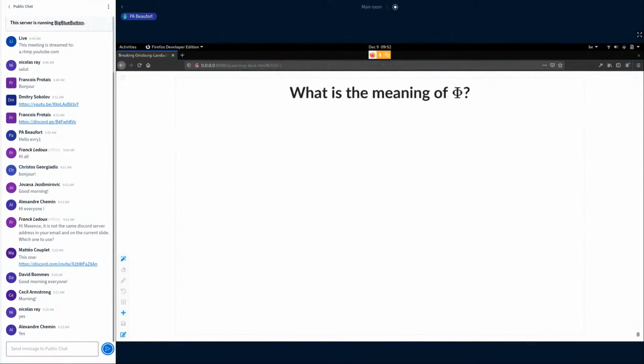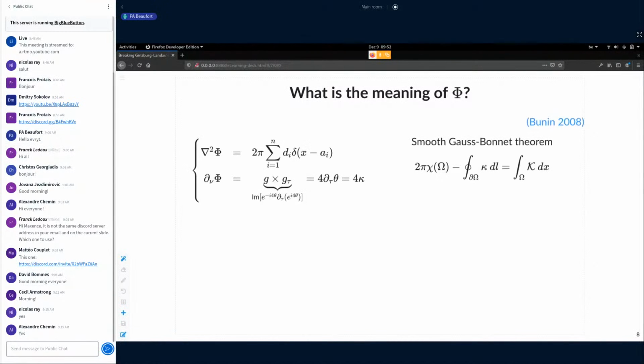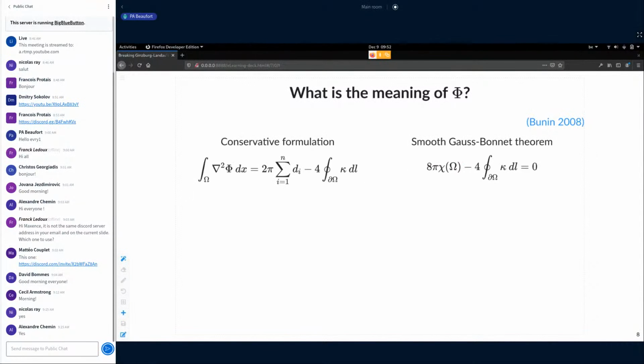Okay, but we still don't know what phi is. It satisfies a problem, okay, but what is it? Actually, we may see phi as the dual function of the cross field because it satisfies the same topological constraint. So if we look at the Poisson problem, and we remember a smooth version of the Gauss-Bonnet theorem, and that will represent the Poisson problem in a conservative form, we may see that we are going to satisfy the topological constraint because we recover this term.